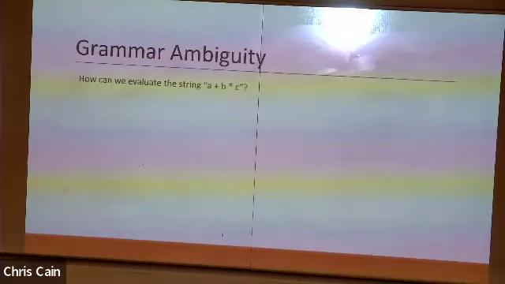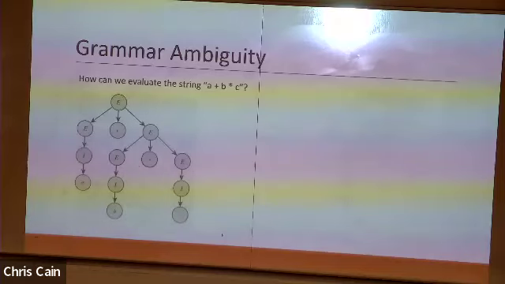So how would we evaluate the string A plus B times C? Well, we do A plus B, and then we would multiply it by C. And to be able to see this, we can draw a parse tree. So here's exactly what this would look like. I actually misled you. This would not be A plus B times C. This would be B times C plus A. How do you know?